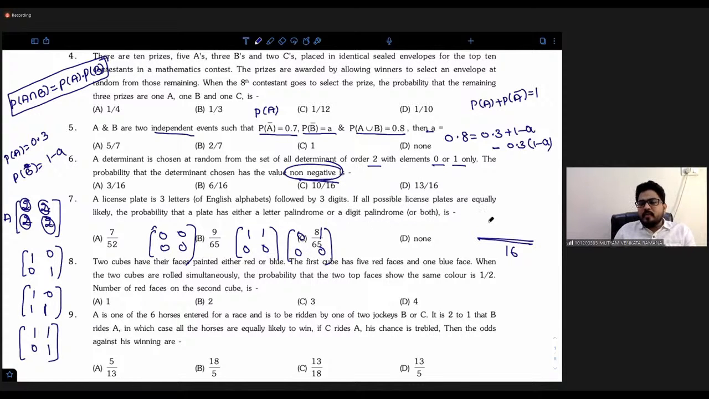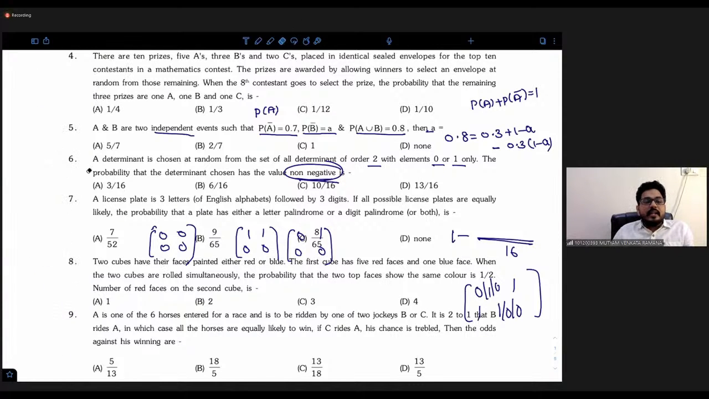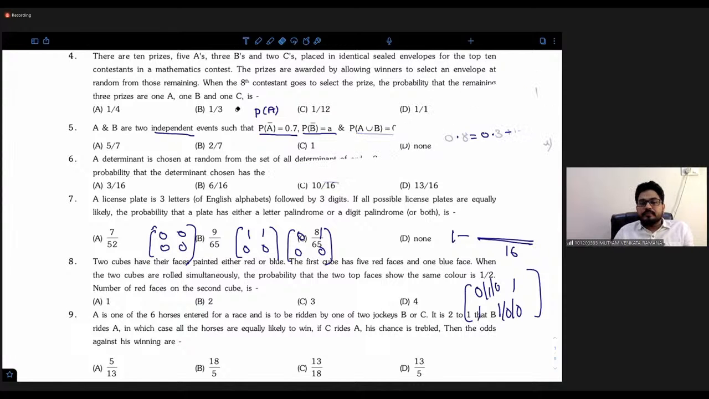So non-negative means total minus negative. Total minus negative means you take 0, 1 here, or 1, 0 you can take, or 0, 0 you can take. And here 1, 1 comes, negative will come. So how many such things are there? 1 minus negative portion will also give us the answer for this question number 6. Question number 6.